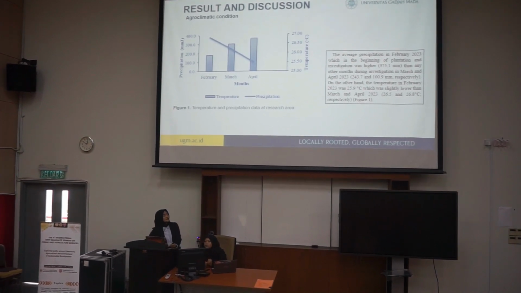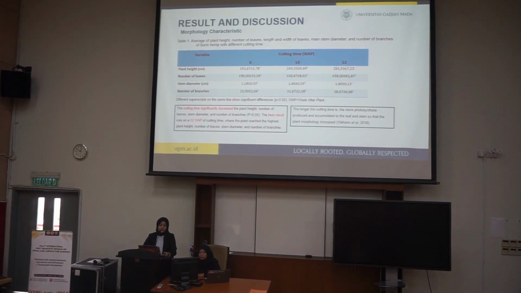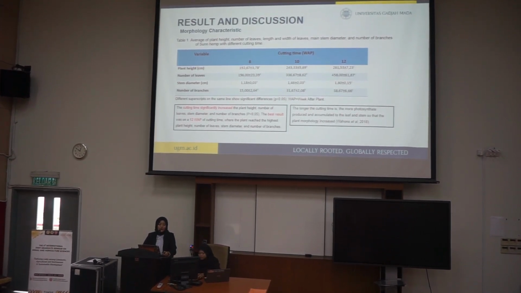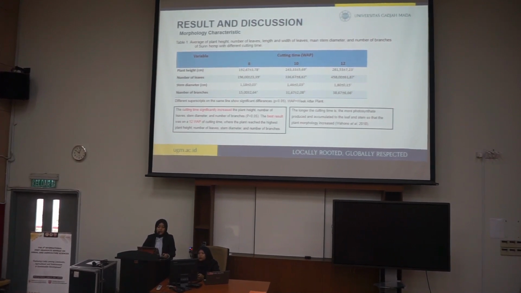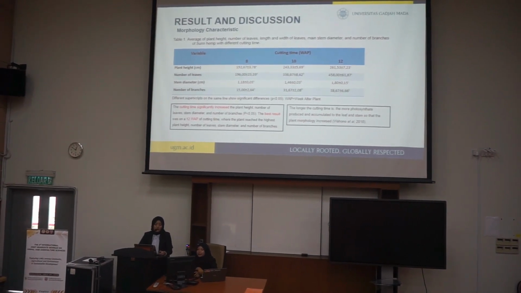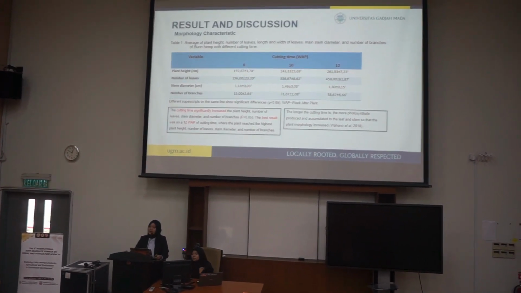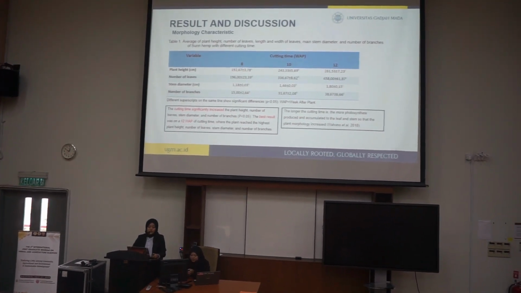So this is the result and discussion. We can see that the cutting time significantly increased the plant height, number of leaves, stem diameter, and also the number of branches. The best result was at the 12 weeks after planting cutting time, where the plant reached the highest plant height, number of leaves, stem diameter, and also number of branches.